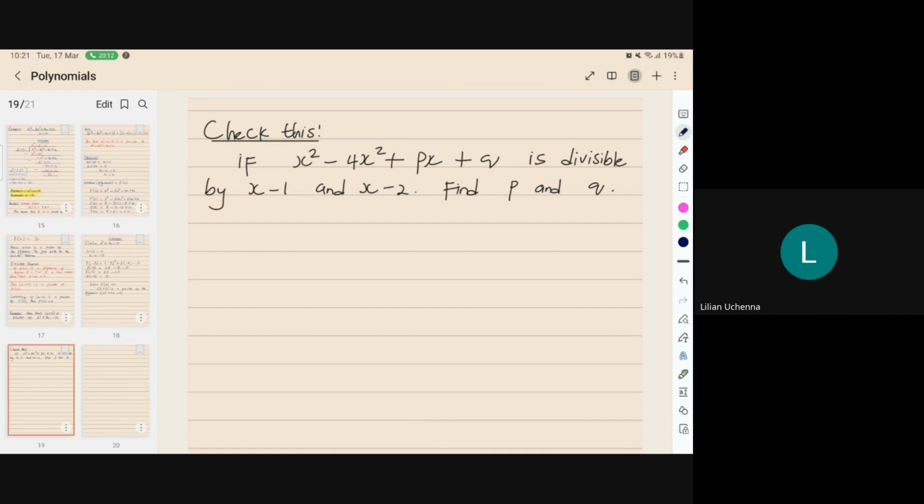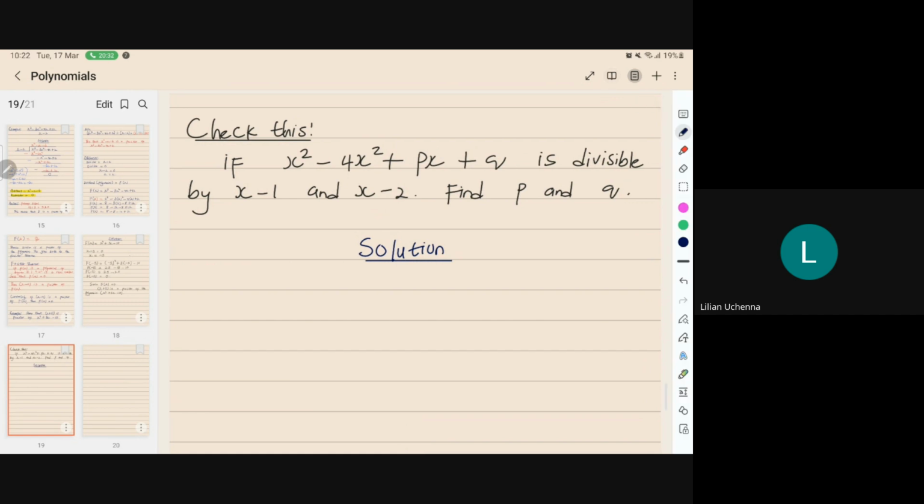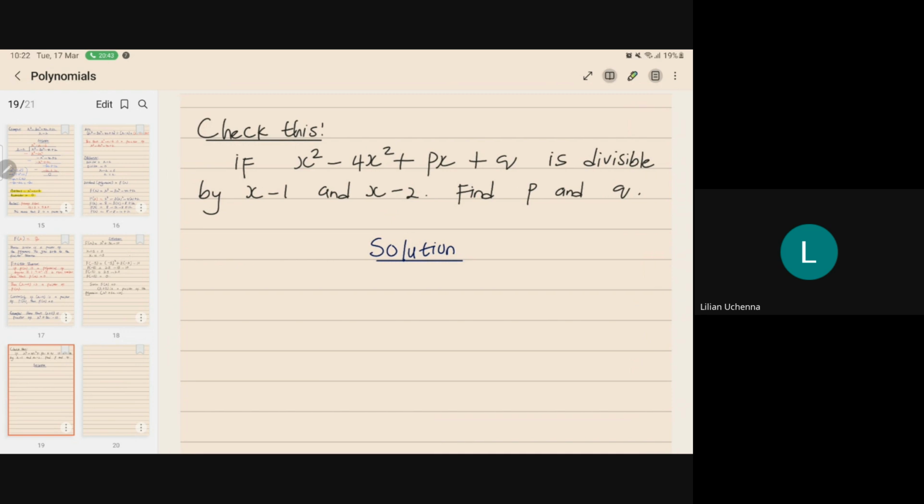So they gave us something. They said that if this is divisible by x minus 1 and x minus 2, find P and Q. What this simply implies is that if it's divisible, it equals 0. Like when you plug in the values, it's going to give you 0. That means there's no remainder. Remainder is equal to 0. So it means that that guy is actually a factor of that very function, right? All right. So now let's proceed.